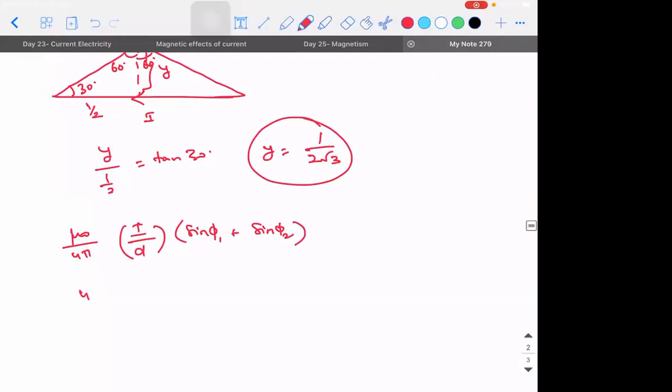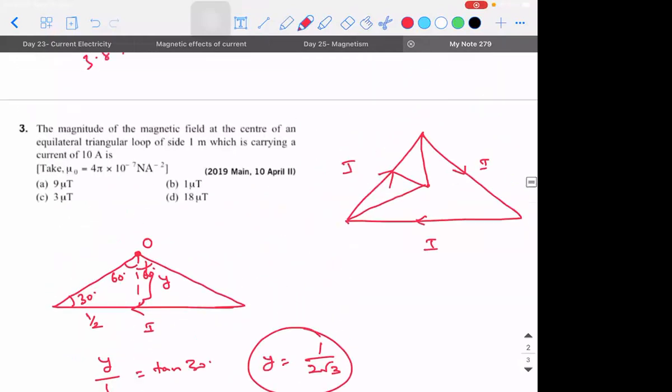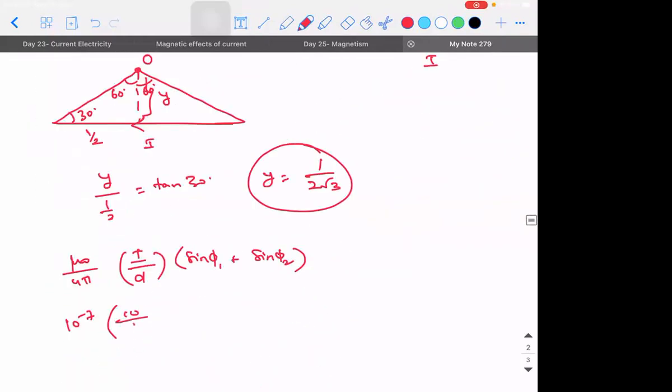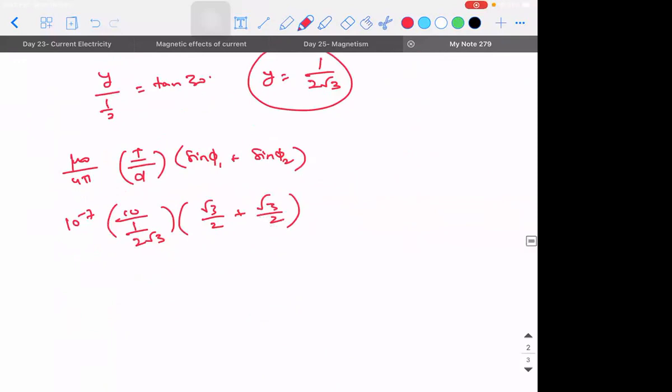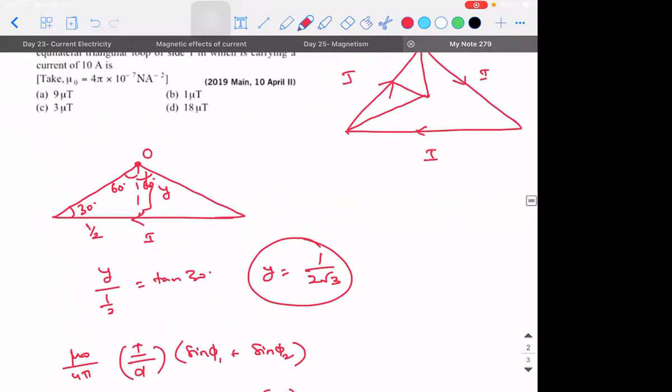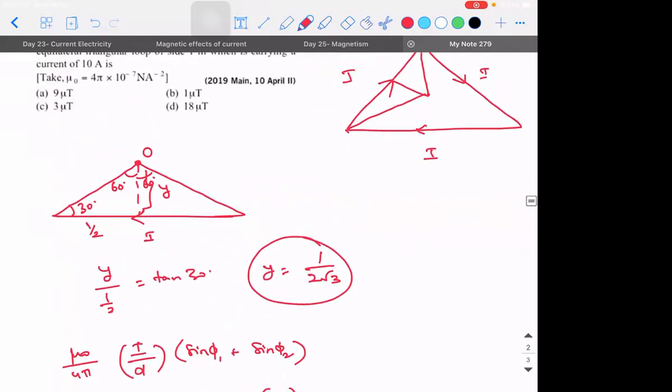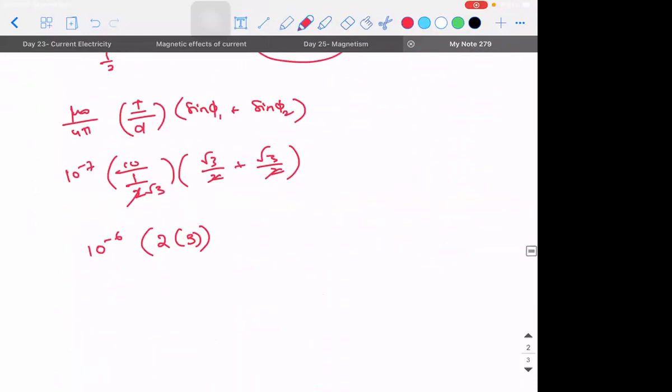μ0 by 4π is 10 power minus 7. Okay, I take 10 power minus 7. I is 10, divided by the distance, which is 1 by 2 root 3, into root 3 by 2 plus root 3 by 2. So 2 will get cancelled here. Root 3 goes up, so 10 power minus 6 into root 3 will get multiplied. So 2 times root 3 into root 3 is 3. So it is 6 into 10 power minus 6.